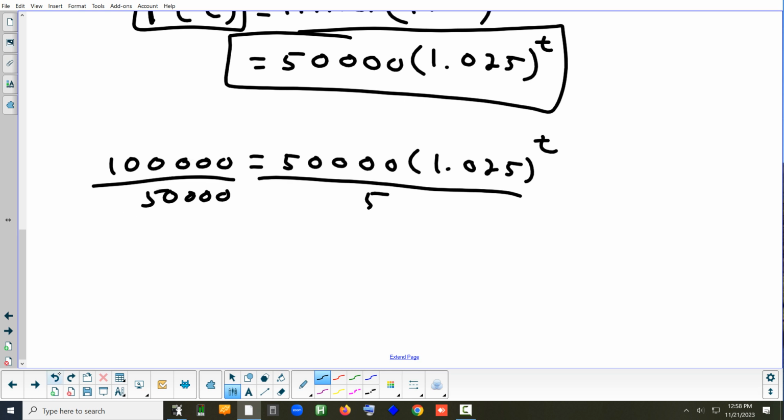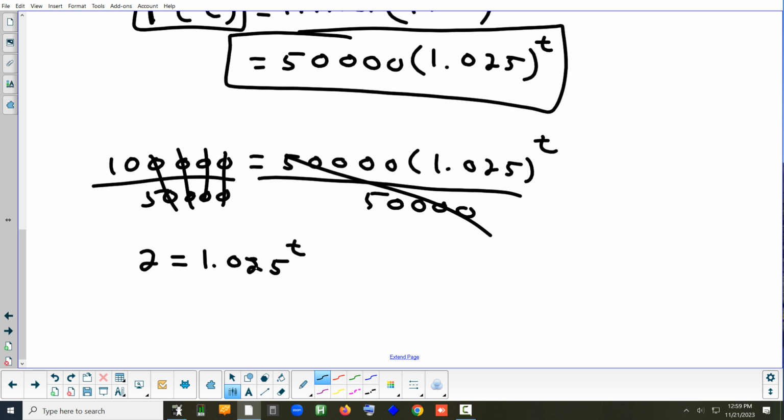Well, oops, that doesn't cancel. The zeros cancel out. And I'm really left with 10 divided by 5, which is 2. And there, the 50,000 cancels out. Now, that's not a very big equation. Just 2 equals 1.025 to the t. But what makes this equation a little bit harder to solve, and you wouldn't normally see something like that in Algebra 1? There's a variable in the exponent.